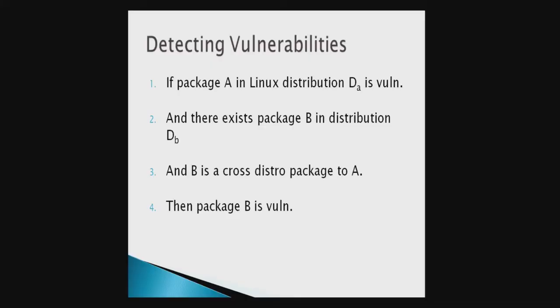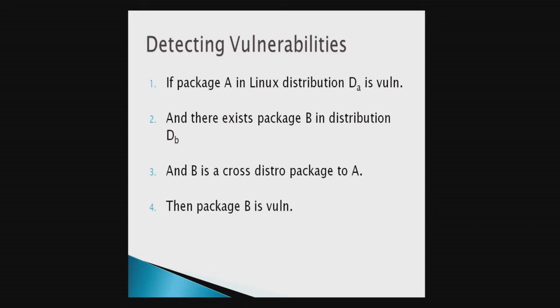Fedora should probably also be vulnerable to that. So if a package A in a Linux distribution DA is vulnerable and there exists a package B in distribution DB, and the two packages are equivalent, like if Firefox in Debian Linux is roughly equivalent to Firefox in Fedora Linux, then both distros should share the same vulnerabilities.